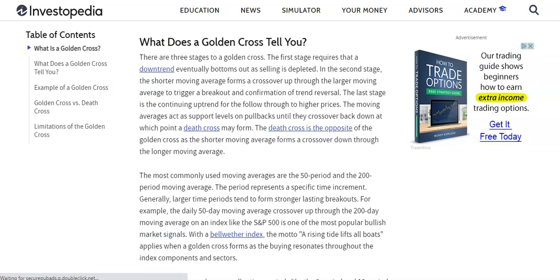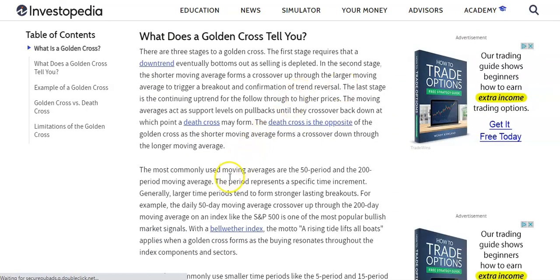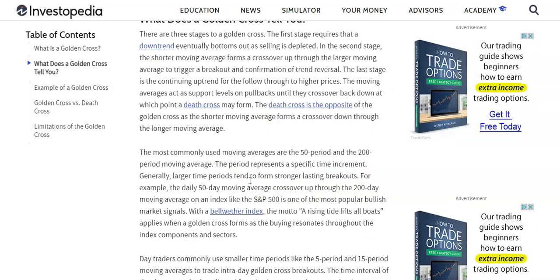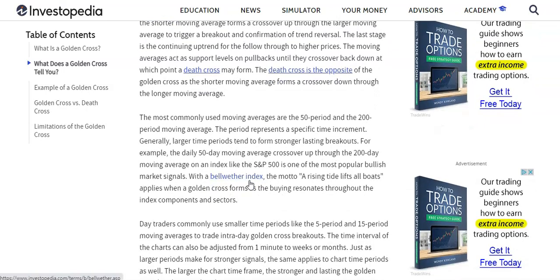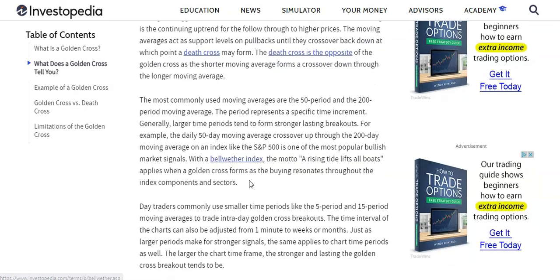So what does a golden cross tell you? There are 3 stages to a golden cross. The first stage requires that a downtrend eventually bottoms out and selling is depleted. In the second stage, the shorter moving average forms a crossover up through the larger moving average to trigger a breakout and confirmation of a trend reversal. The last stage is a continuing uptrend for the follow-through to higher prices.